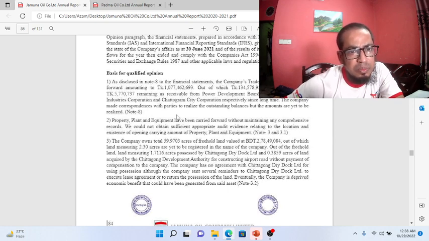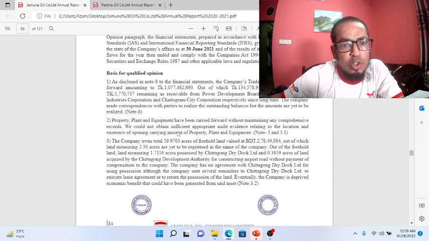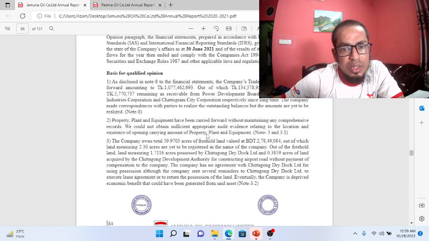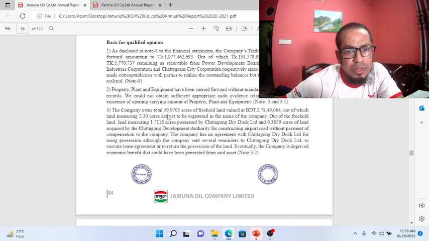The auditors also qualify the material item, PPE, which has been carried forward, stating they could not obtain sufficient audit evidence. In the matter of PPE, the auditor could not obtain appropriate audit evidence relating to the location and existence of the opening carrying amount of PPE. The company owns 59.97 acres of freehold land, out of which land measuring 2.3 crore is yet to be registered in the name of the company.